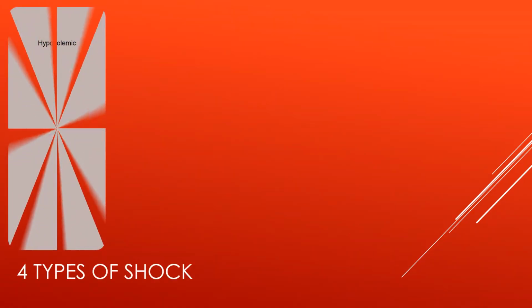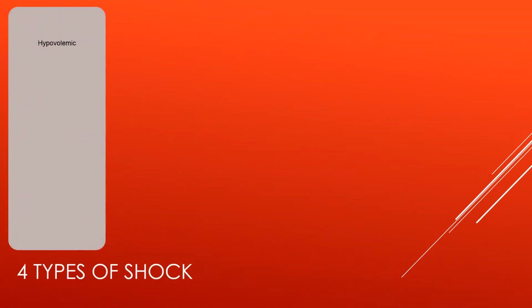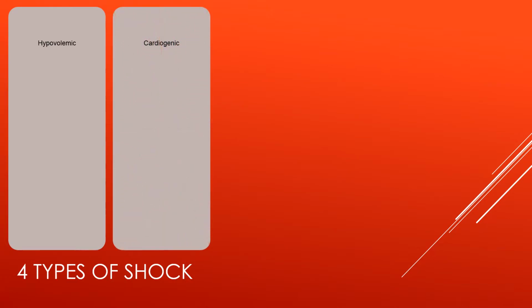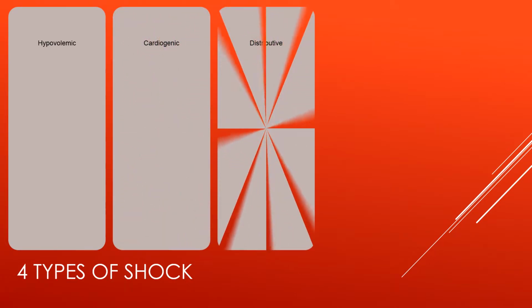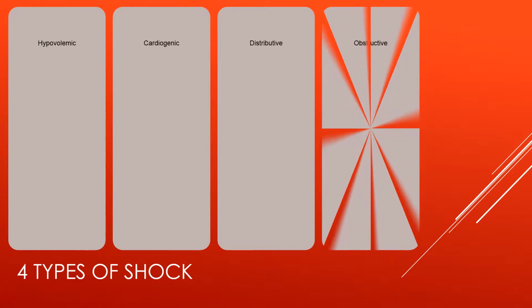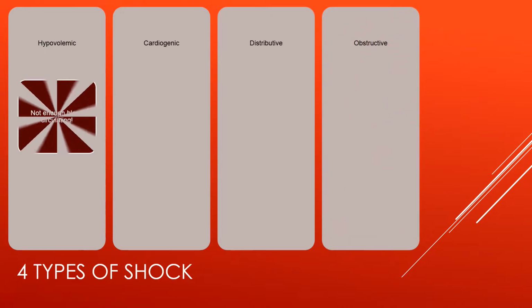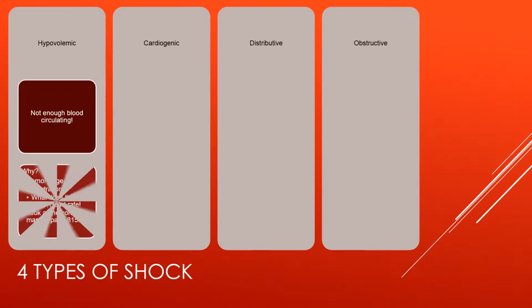The 4 types of shock are hypovolemic, cardiogenic, distributive, and obstructive. In hypovolemic, there is not enough blood circulating. We need to find out why. Is it due to hemorrhage, dehydration? What does the body do? It increases heart rate. So you want to look at the concept map on page 815.